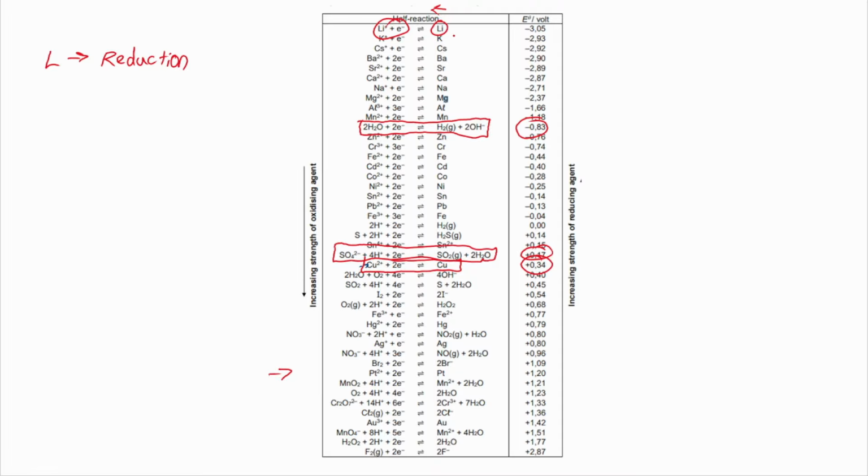Right to left is oxidized. So lithium wants to be oxidized. It actually wants to lose electrons, right? Because remember, oxidation, OIL, lose. Okay, and you see lithium is losing electrons. So it's important you understand the table like that, right?